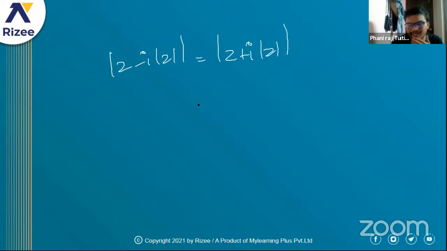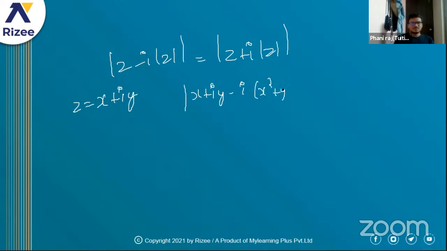I'll solve one problem. Others are much similar. Okay, so one. When two numbers are equal in magnitude, what can you say about them? They are e power i theta times each other, right? Okay, let's just substitute z equal to x plus iy. Mod of x plus iy minus i times under root x square plus y square equal to x plus iy plus i times under root x square plus y square.